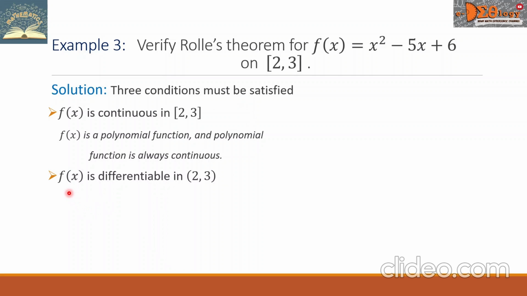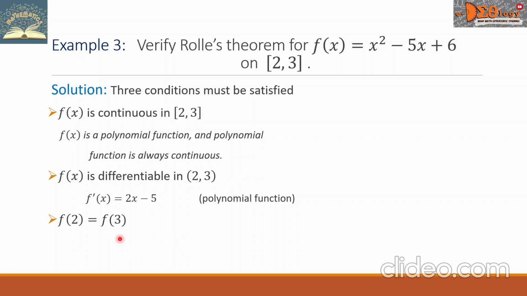Second condition, f of x is differentiable in the open interval from 2 to 3. That means, let us take the derivative of the function. So, f prime of x equals the derivative of x squared, which is 2x, the derivative of negative 5x is negative 5, and the derivative of plus 6 is 0. And from here, we can see that the derivative function is another polynomial. And we say that a polynomial function is always continuous. So, the second condition is also satisfied.